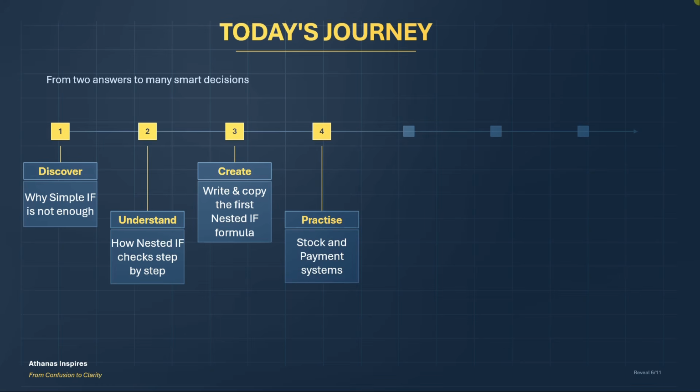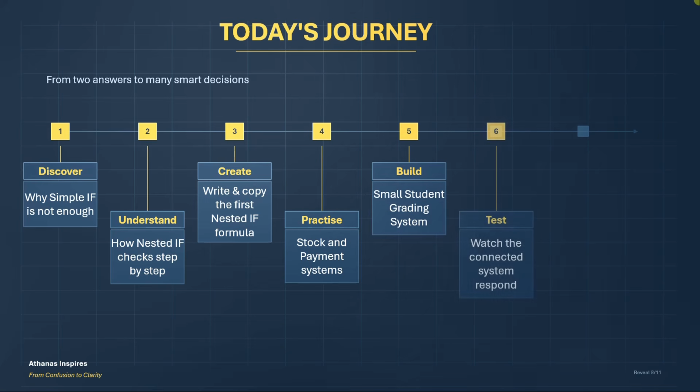Next, we will build a complete small student grading system from scratch. We will bring together formulas, grading, ranking, and remarks inside one connected worksheet. And we will test the system. We will change the information and watch Excel respond automatically. And that's where you'll begin to see the real power of connected data.